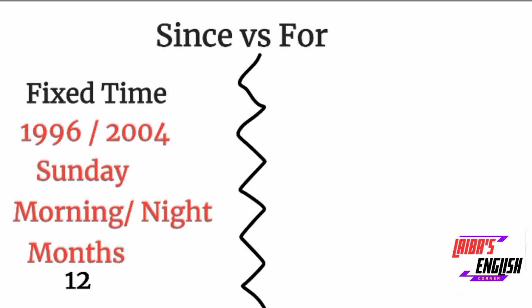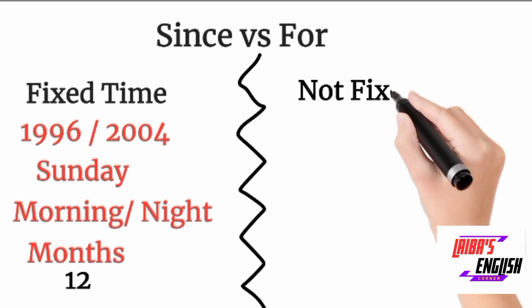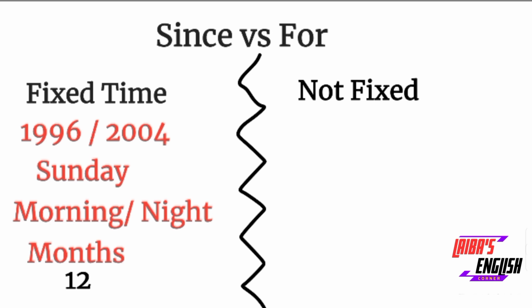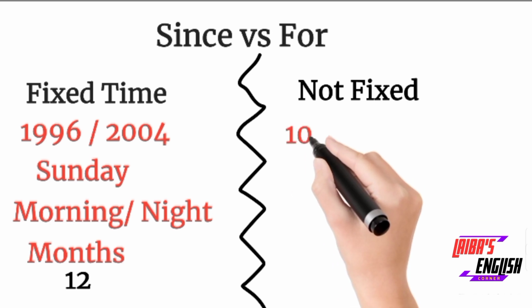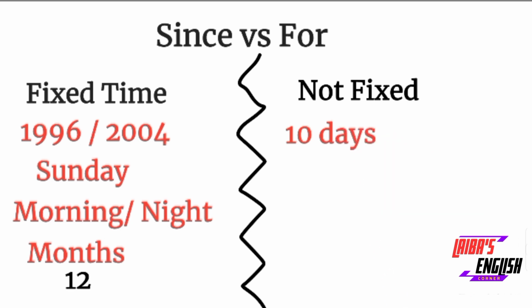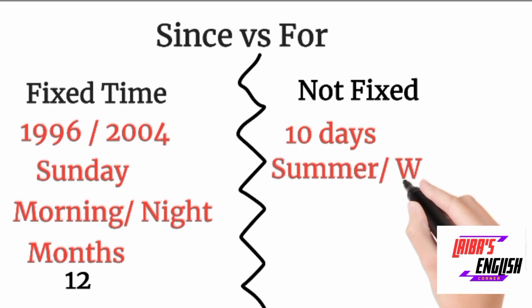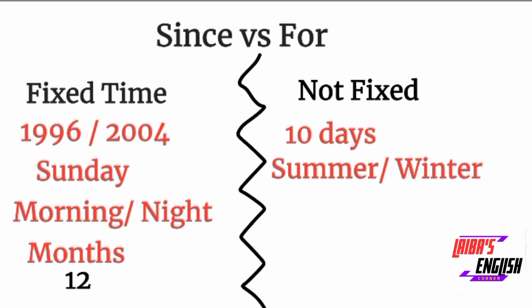Fourth example is months. January, February, March, April, May, June, July, August, September, October, November, December. They come one after another, so this is fixed time. And for is used when the time is not fixed. When we do not know the exact time, we will use for. For example, 10 days. Which 10 days, we do not know. 10 days of 1996, 10 days of 2004, 10 days of January, February, we don't know. So it is not fixed.